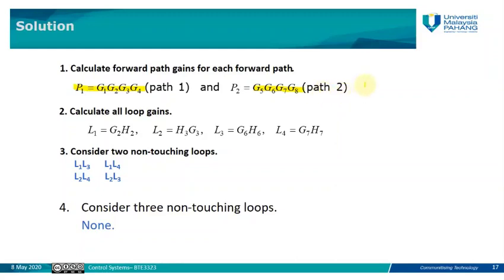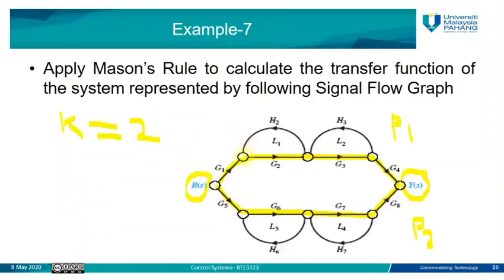We know P1, P2. We need to know delta, and we need to know delta 1 and delta 2. Before we know delta, we need to find, do we have any loops, do we have any non-touching loop 2 at a time, do we have any non-touching loop 3 at a time, and so on. So if we go back to our graph here, how many loops do we have? Actually we have 4 loops.